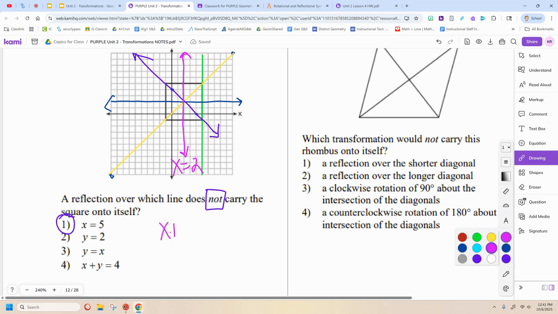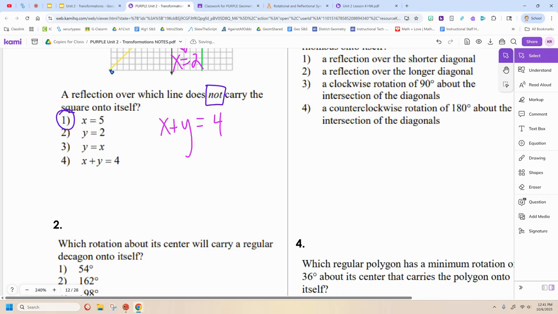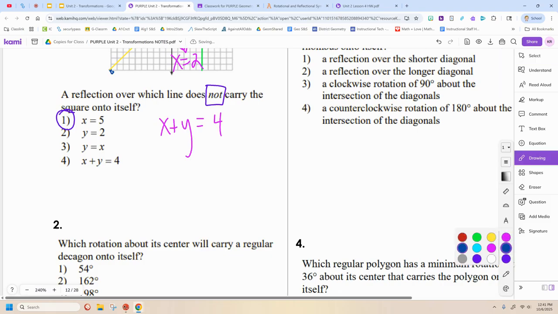One last thing about this equation. Could you make it a y equals? Yes. Okay, what would you do to make it y equals? For choice 4, you make it y equals negative x plus 4. So you subtract x on each side, and you get y equals negative x plus 4, which means it has a y-intercept of 4 and a slope of negative 1. So don't forget those algebra skills.